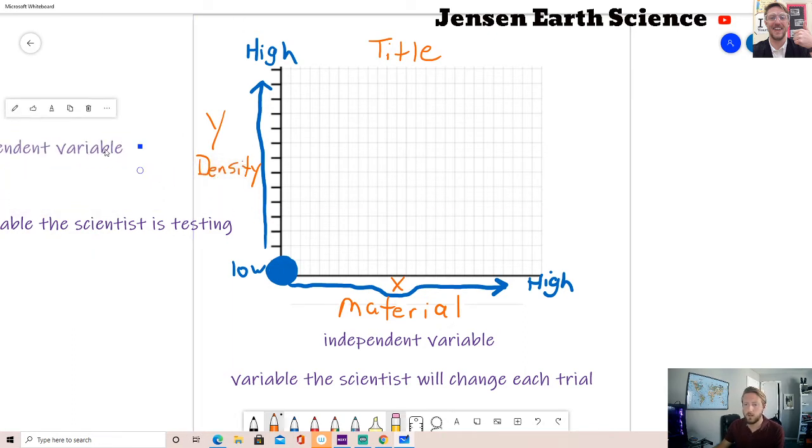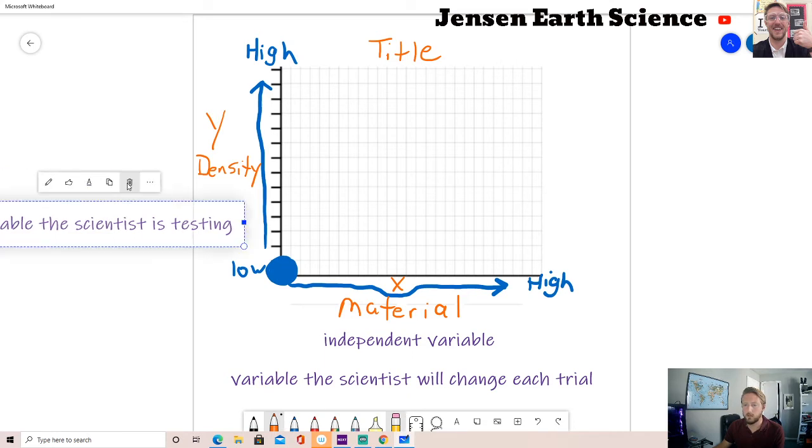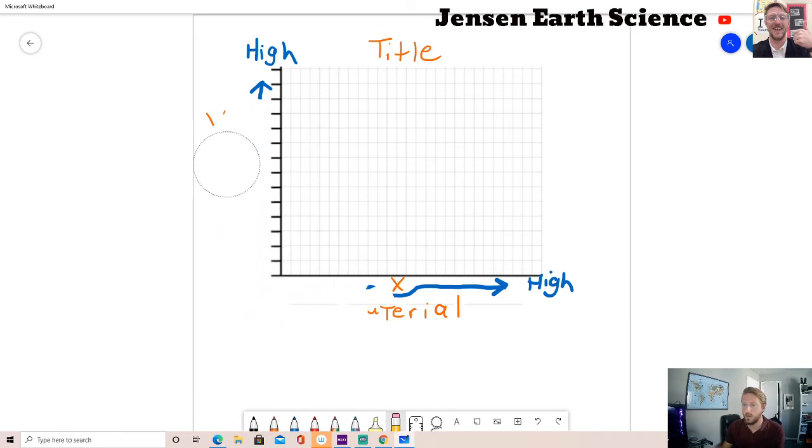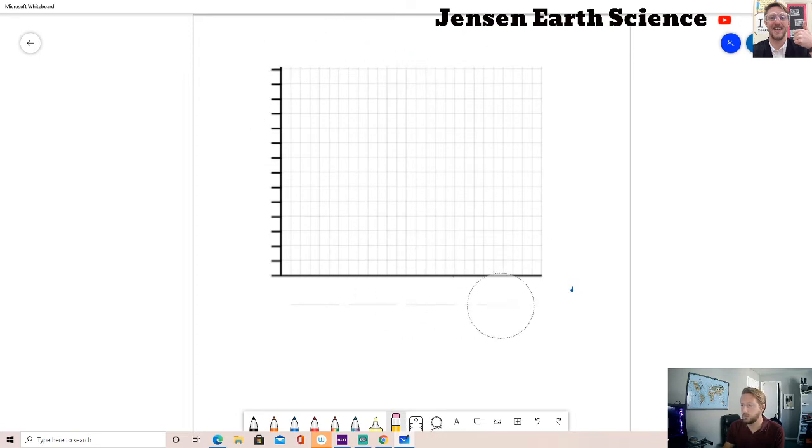So let me clear these out. Delete, delete, delete, delete. Let me erase what I have going on now, so we can get into the four types of graphs. And I'll put back y and x for us.